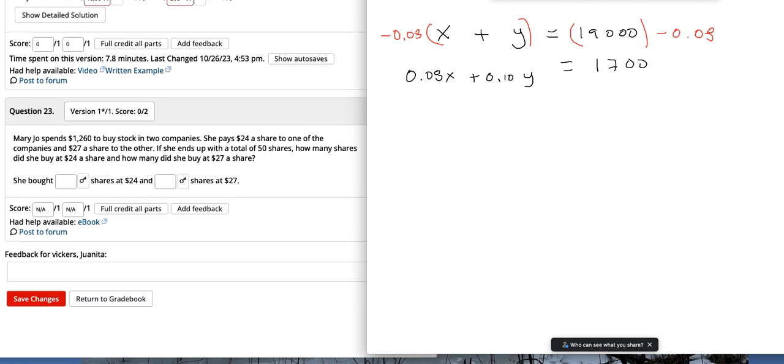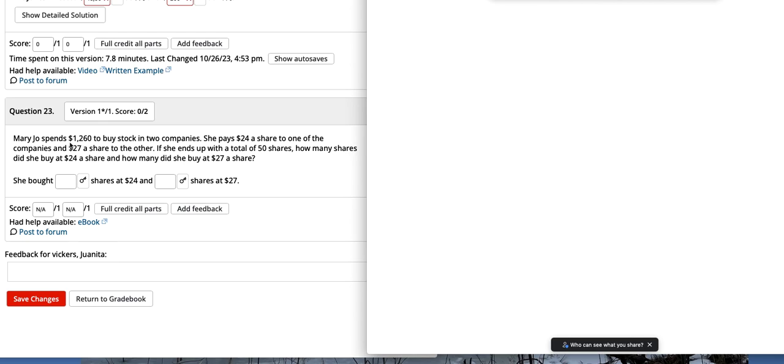And then 23, let me just clear. Mary Jo spends $1,260 to buy stocks in 2 companies. She pays $24 for one kind and $27 for the other. She ends up with 50 shares. How many shares did she buy at each price? So here we've got 2 totals again. We have the total amount of money she spent and the total number of shares she ended up with. So the shares is easier because that's what we're trying to figure out, how many shares she bought.